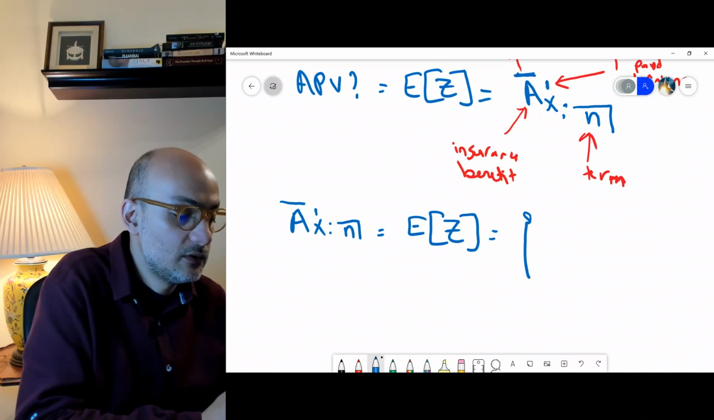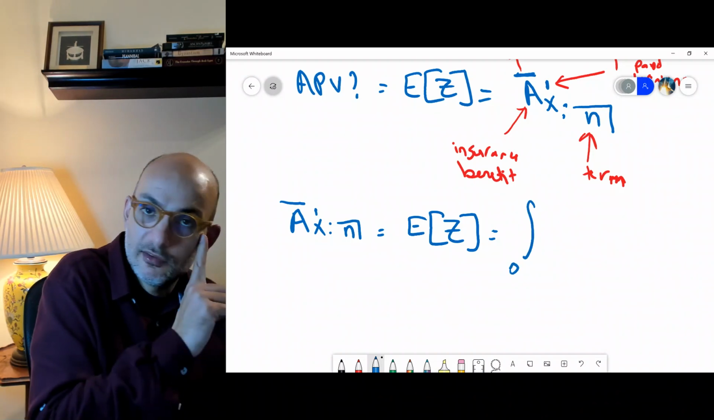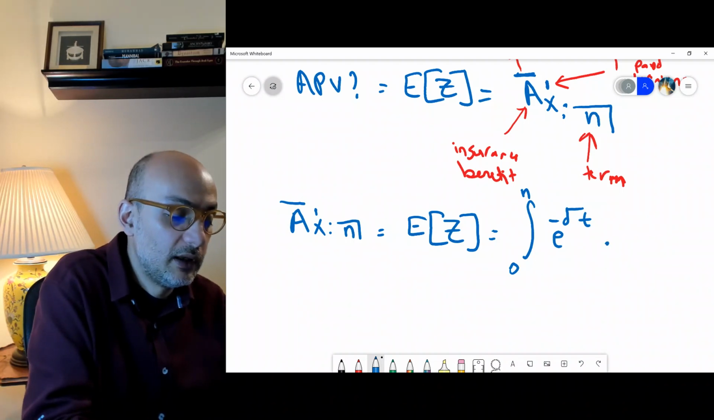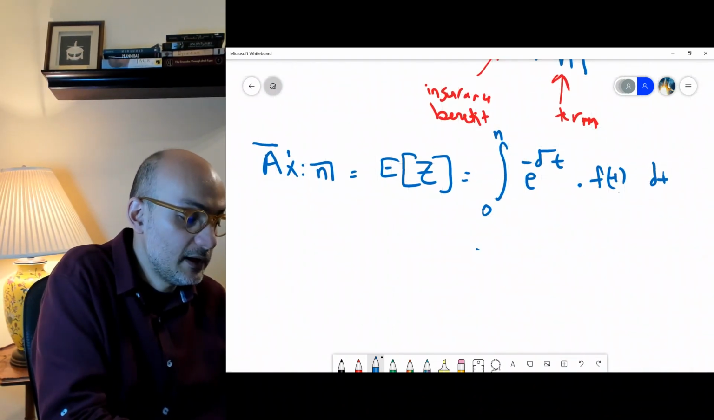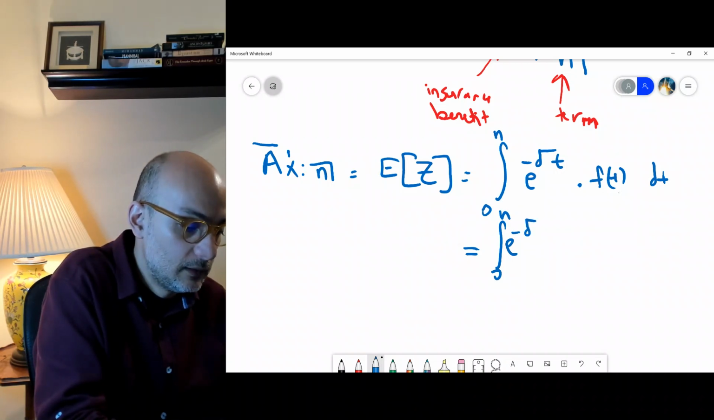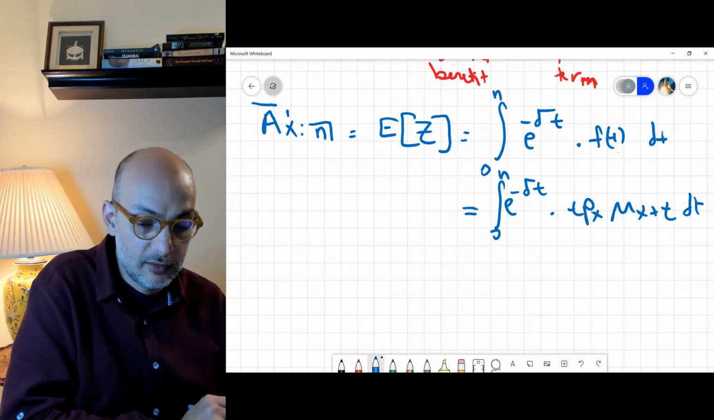Because it's the expected value and this is the continuous case, we take the integral. Now the term is n, not infinity, so the upper limit is n. Now we have the integral from 0 to n of e^(-delta t) multiplied by f(t) dt. We can also write it as the integral from 0 to n of e^(-delta t) t p x mu_(x+t) dt. The previous case went to infinity. It's very important to keep this one.